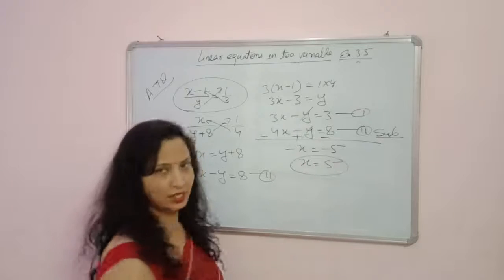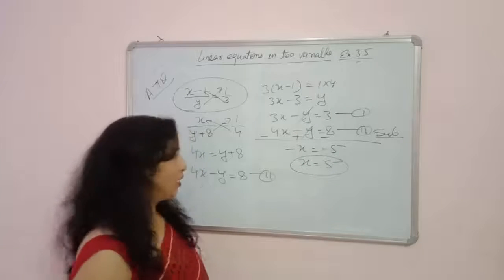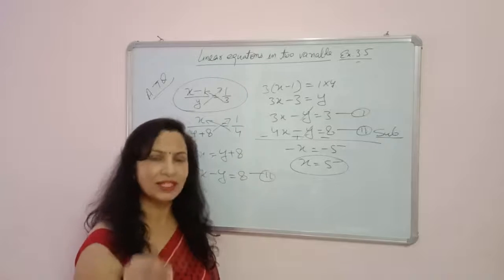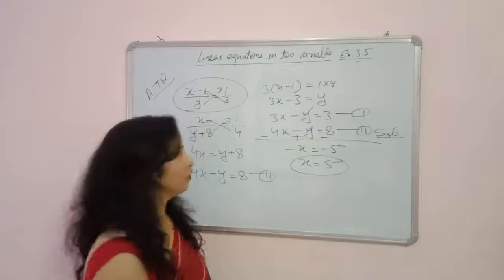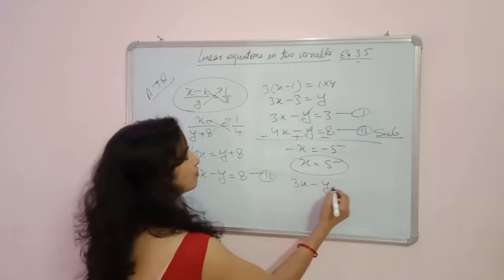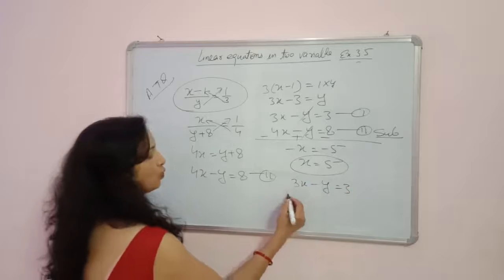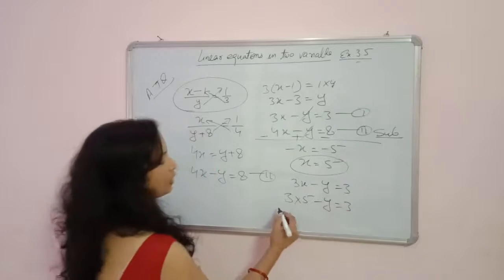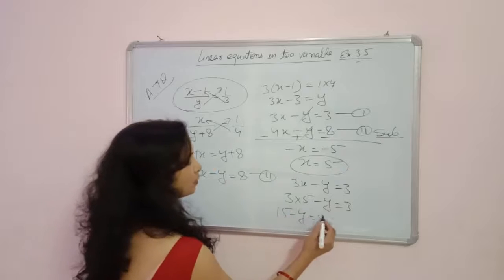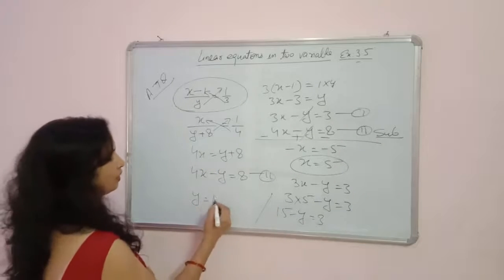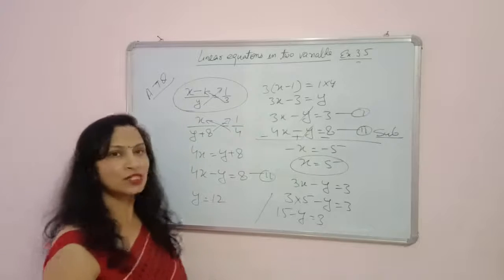This is the value of x. It means this is the numerator. Again, for finding the denominator, you can put the value of x in either equation, 1 or 2. So I am putting the value of x in equation 1: 3x minus y is equal to 3. In place of x I am writing 5, so 15 minus y is equal to 3, or we can say y is equal to how much? It will be 12.